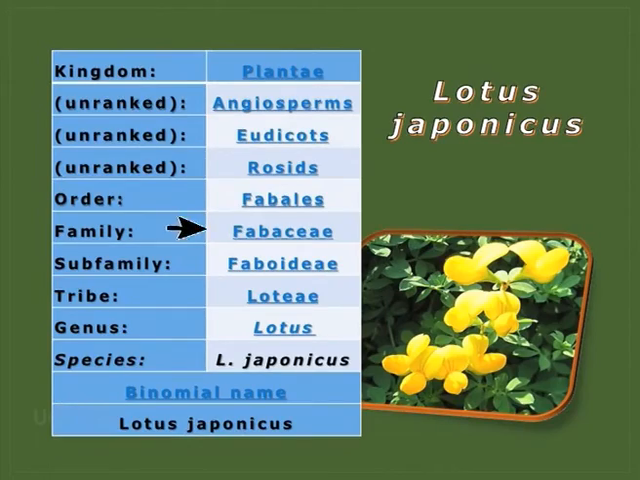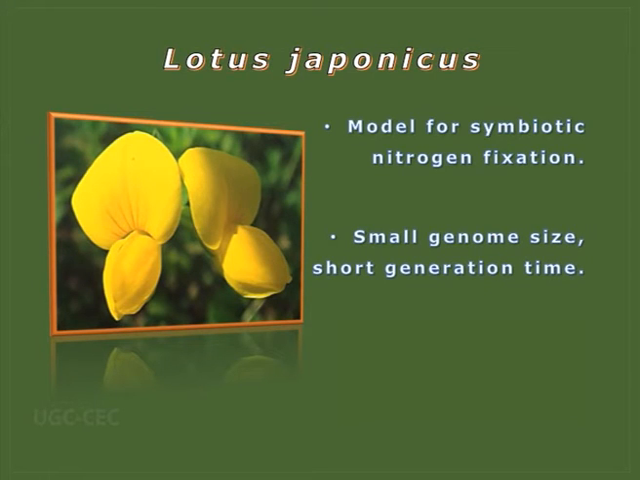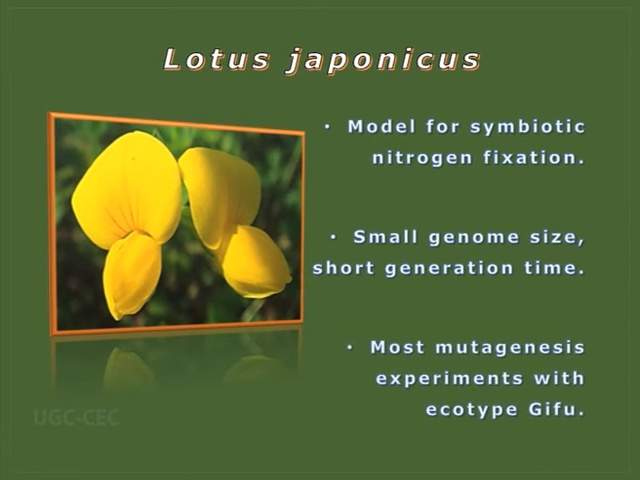It belongs to the family Fabaceae and genus Lotus and species Lotus japonicus. It is a model to understand symbiotic nitrogen fixation, another remarkable discovery in the field of plant sciences. Its small size and short generation time have made it a suited member as a model plant. And most of the mutagenesis experiments are being done using Lotus japonicus.